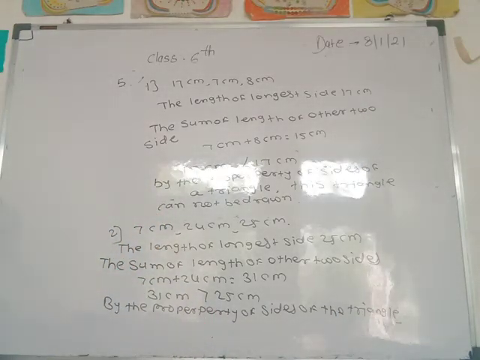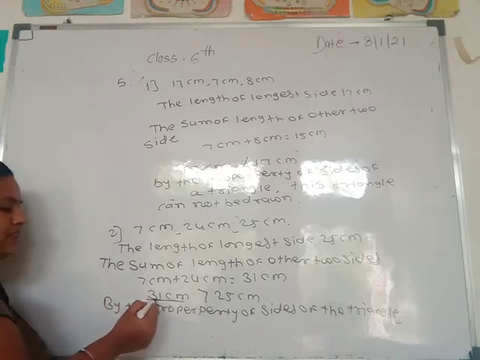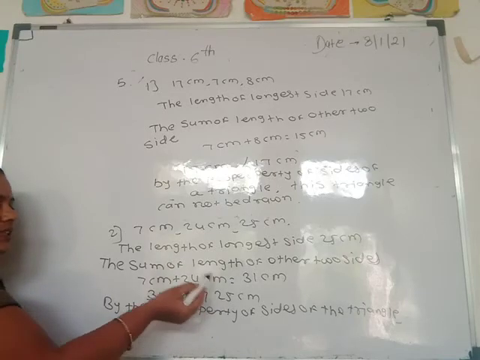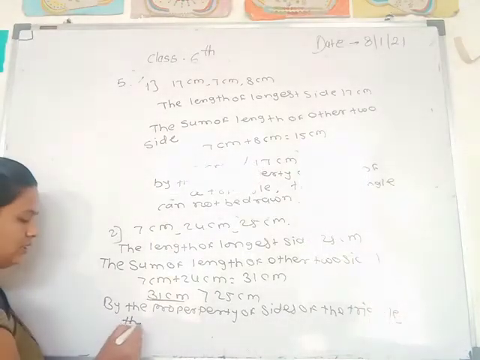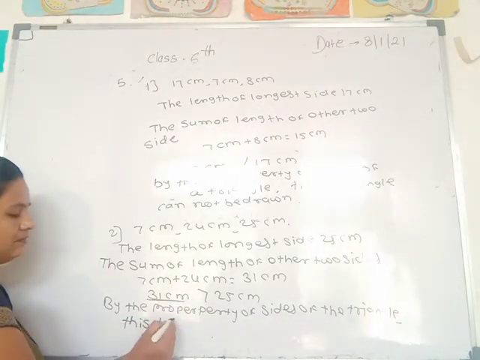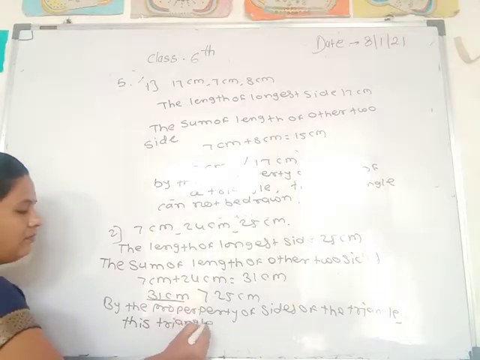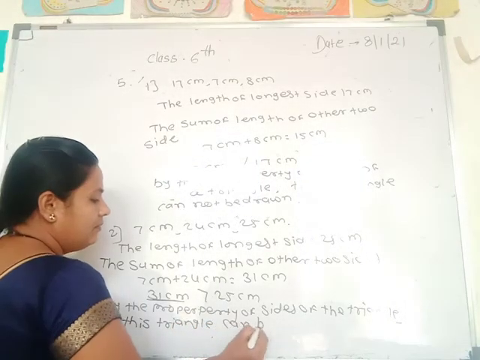This triangle can be drawn, because the sum of the lengths of the two sides is greater than the third side. Therefore, this triangle can be drawn.